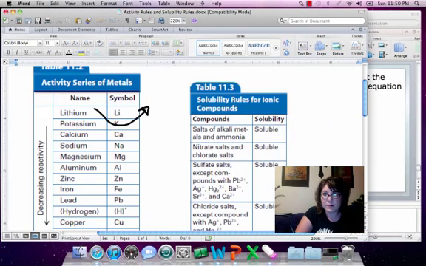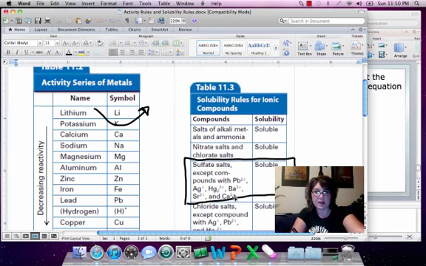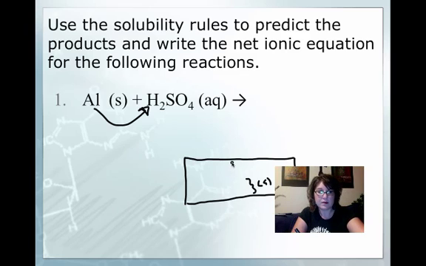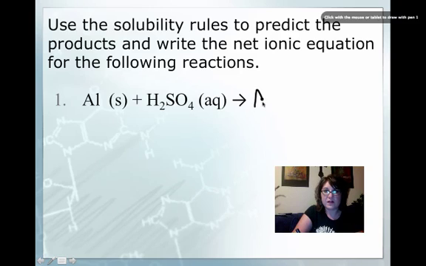Right, here's my sulfate rule. Sulfate salts are all soluble except for 6 exceptions: lead, silver, mercury, barium, strontium, and calcium. So those ones that are exceptions, these would be our precipitates, right? And I don't see aluminum as one of those precipitates. So let's go back to here. And we're going to predict then that aluminum sulfate is aqueous.